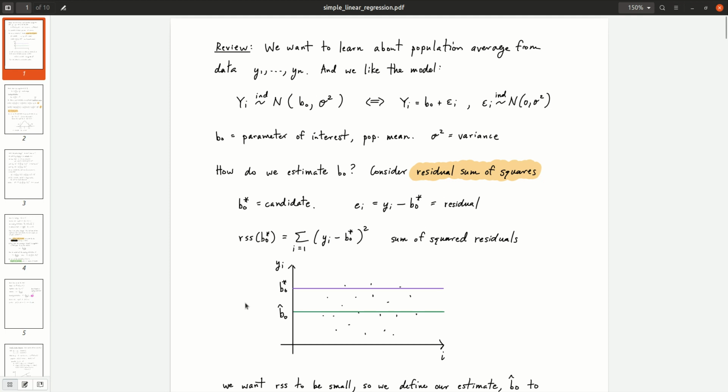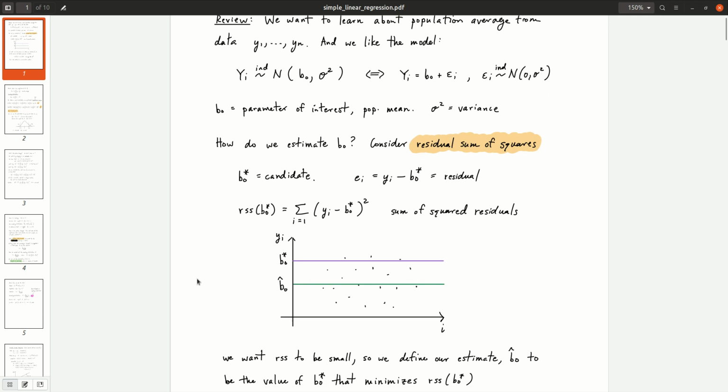So what does that look like in a picture? Here's a plot. On the horizontal axis, we just have i, so 1, 2, 3, 4, 5. So there's no covariate in this case. I'm just using this axis to spread out the observations. And then the vertical axis is the actual observation, the yi's. So for this candidate b0 star, I can draw a line across. And then the deviation between each observation and this line, so in this case here to here, is the residual. And then you square that number and then add up all those residuals.